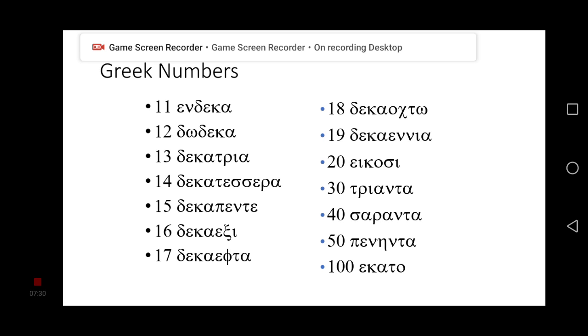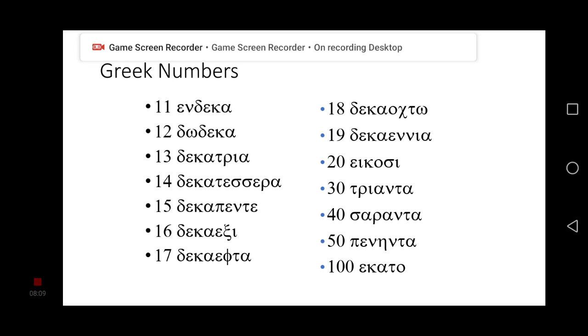I'm putting some numbers up to 100. These are harder, and you won't need these for the exam except 11 and 12. So they're quite complex combinations. Endeca, dodeca. 11 and 12. Dodeca, dodecahedron, a 12-sided shape. Decatria, decatessera, decapenta, decaexi, decaepta, decaocto, decaennia, eikosi is 20, trianta is 30, saranta is 40, peninta is 50, and hecaton is 100.